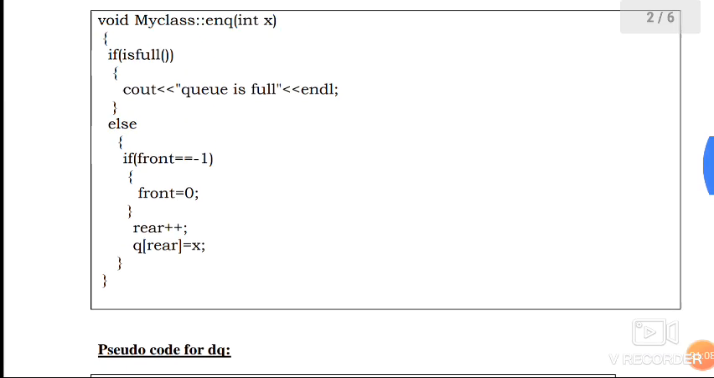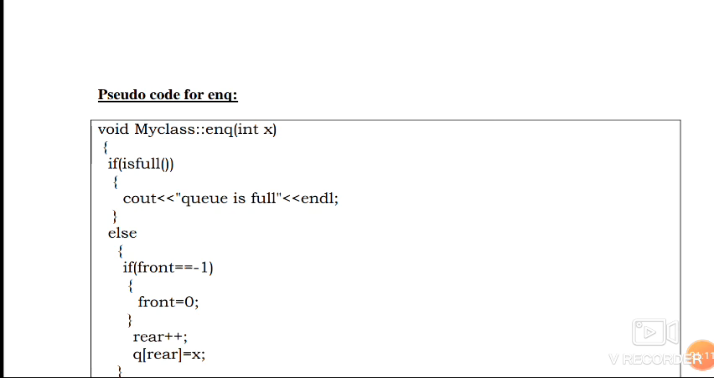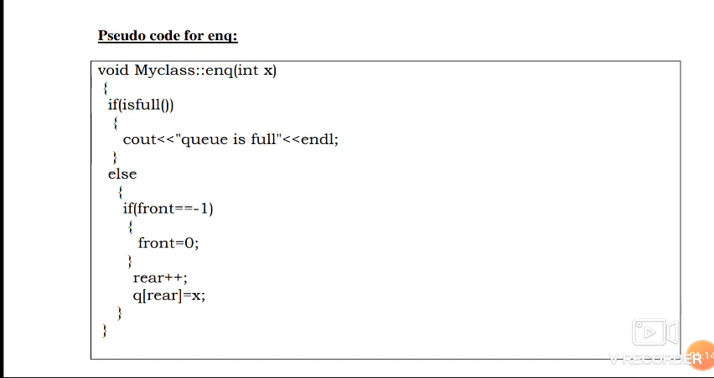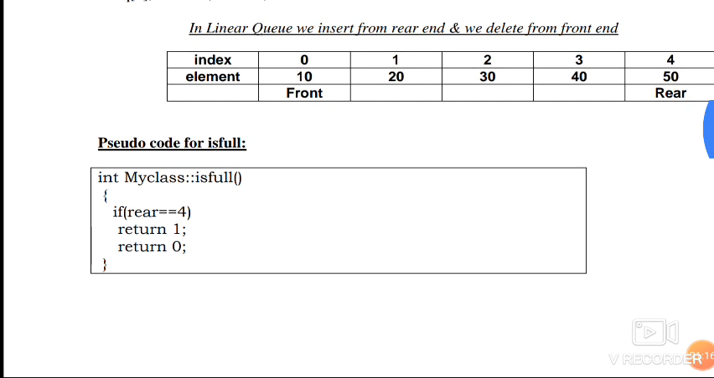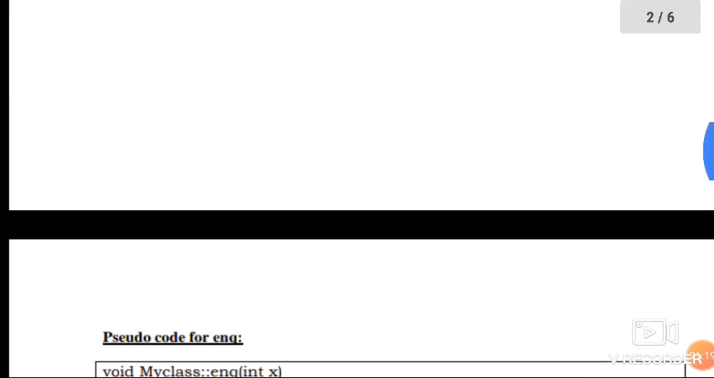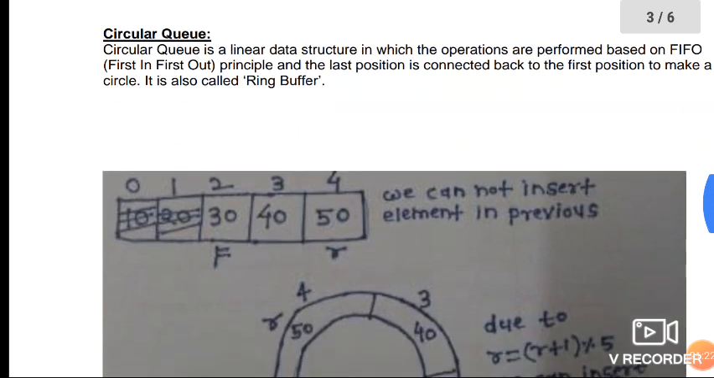see how it works. Suppose I would like to insert 60, x becomes 60. If isFull, call is given to isFull, and if rear equal to 4? Yes, rear is pointing at the fourth index and we get the message queue is full. But is it full? We can't insert 60, while we still have the previous locations empty. This is the drawback of the linear queue. So what is the drawback of the linear queue? We cannot insert an element in the previous position.